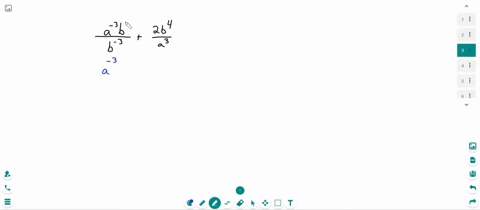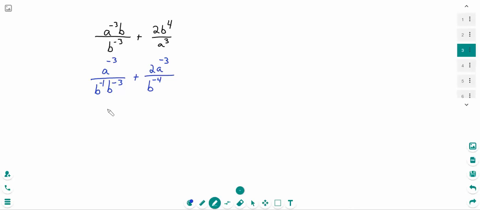The b is a positive 1, so we're going to move that into the denominator to get it to a negative 1. And then this b to the negative 3, well, that's already a negative, so that's fine. And then over here, we've got a 2, and then a b to the 4th. We're going to move that down, so it becomes b to the negative 4. And then a to the 3, we're going to move that one up, so that it becomes a to the negative 3.